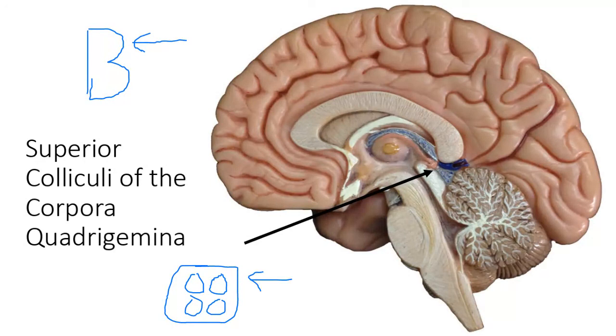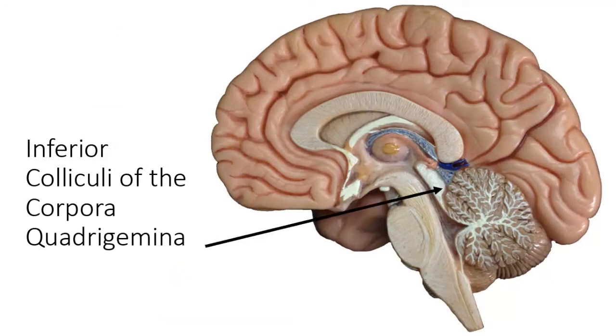Now we're just going to drop down and point the arrow to the bottom two bumps. That's the inferior colliculi of the corpora quadrigemina. That has to do with auditory reflexes.